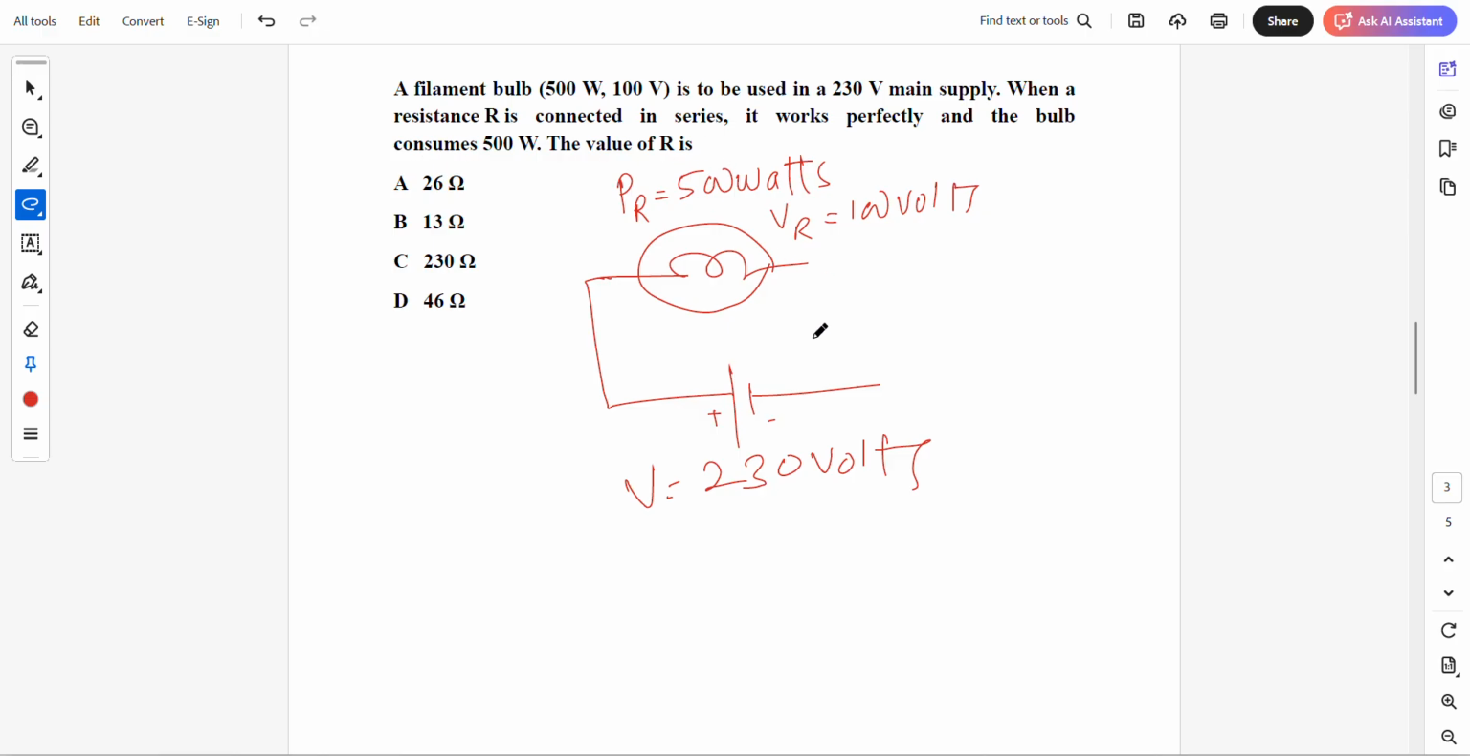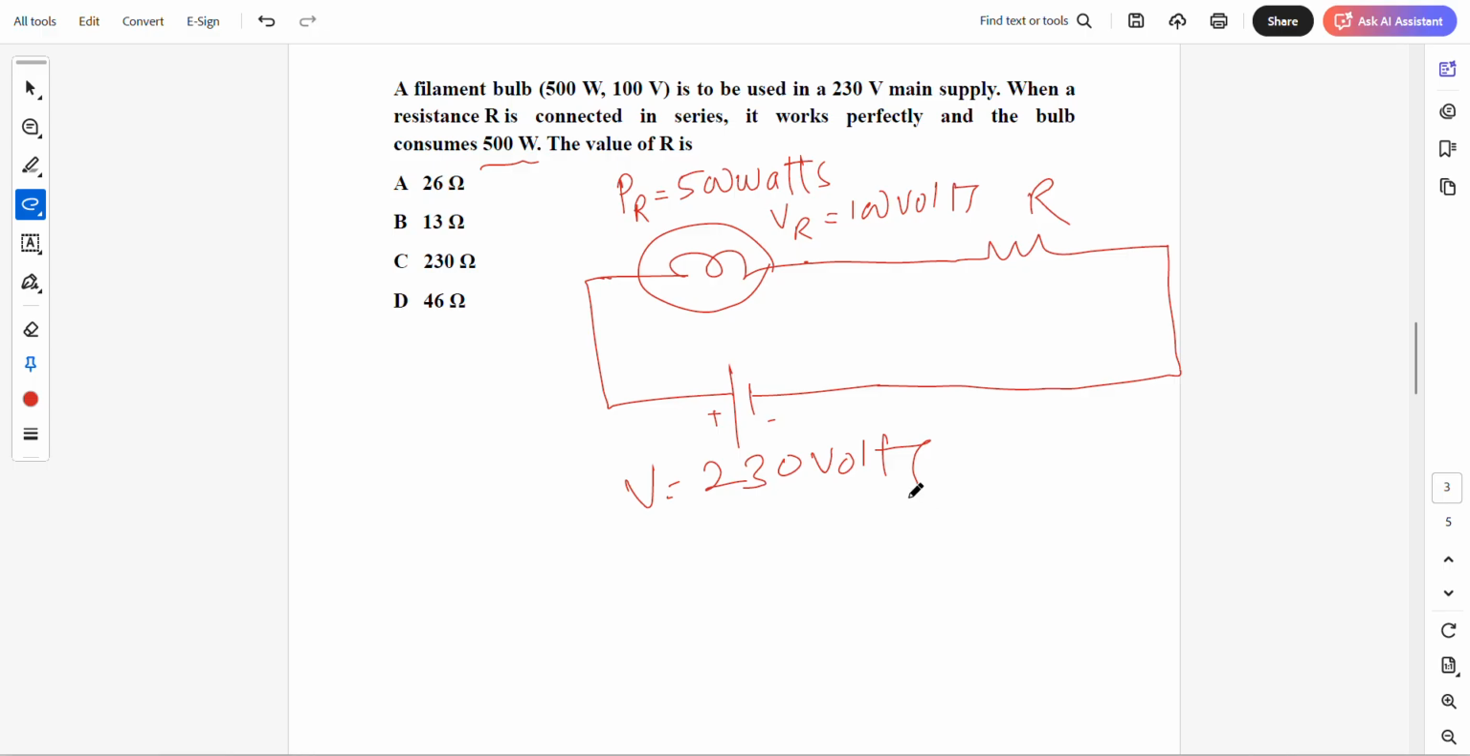Now, when a resistance R is connected. See, this is 230 volts and the bulb is 100 volts. If I connect it directly, the bulb will fuse. Therefore, what he is doing is connecting one resistor R in series with the bulb. It works perfectly, and the bulb consumes 500 watts, its rated power.